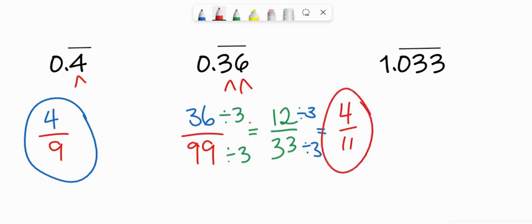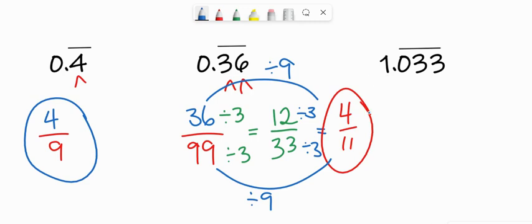A quicker way to do that, instead of dividing by 3 twice, is that you could have divided by 9, right? 36 divided by 9 is 4. So if you would have, right from the beginning, divided this by 9 and this by 9, you would get 4 over 11.